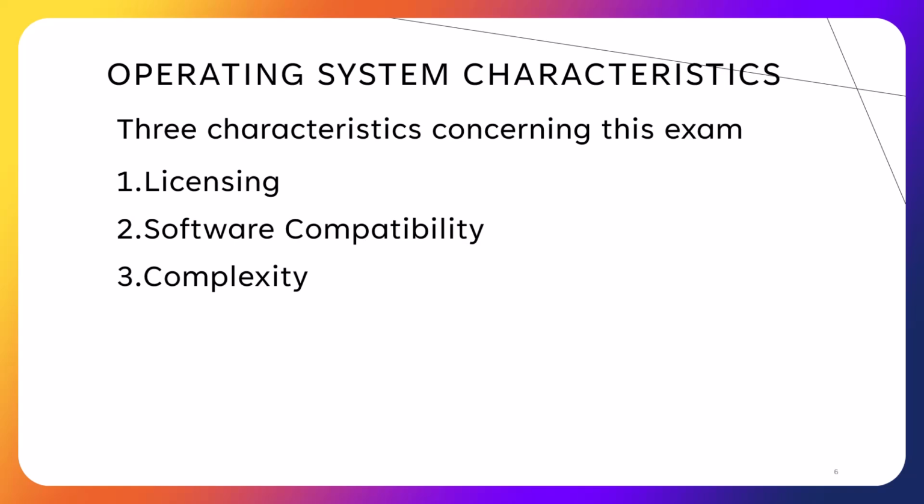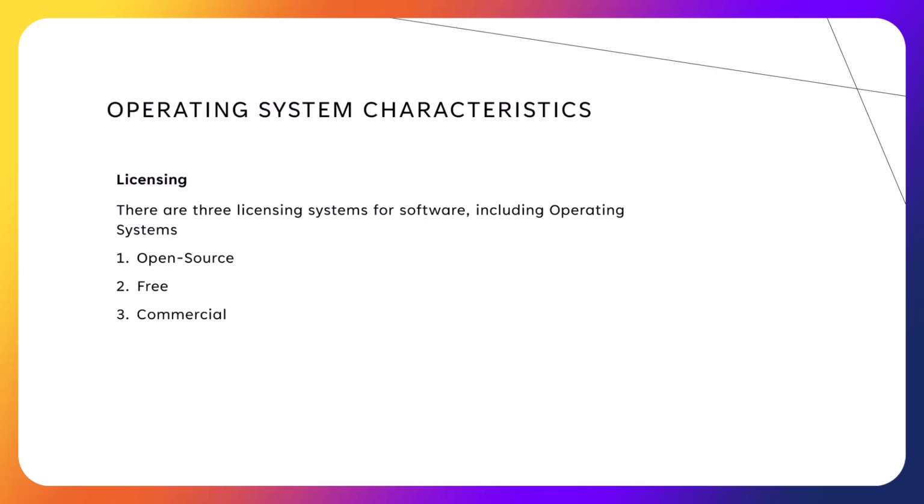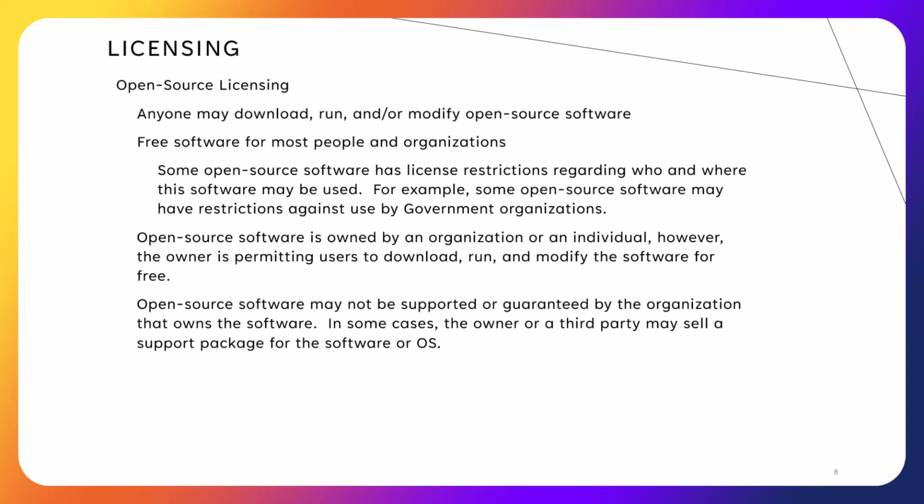There are 3 characteristics of the operating systems in this exam: licensing, software compatibility, and complexity. Licensing, there are 3 models of licensing: open source, free, and commercial. Open source licensing is software anyone can download, run, and modify. Free software from open source software is free for most people and organizations.